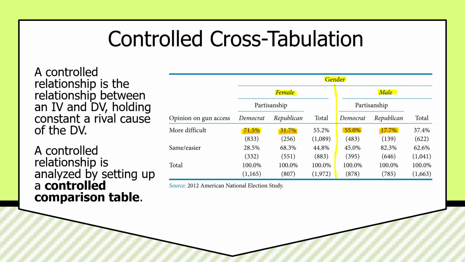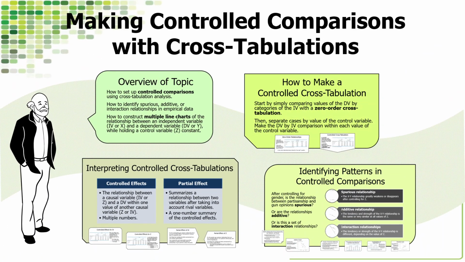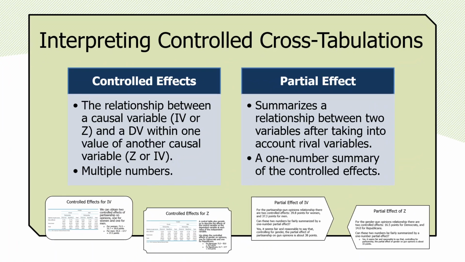So we have quite a few effects here to evaluate, and to simplify and see what's going on with this table, let's do that. As just explained, a controlled effect is a relationship between a causal variable, X, and a dependent variable, Y, within one value of another causal variable. In this case, the effect of partisanship on gun control opinions while controlling for gender.